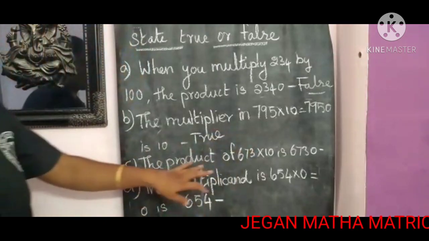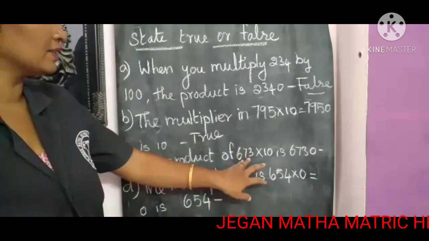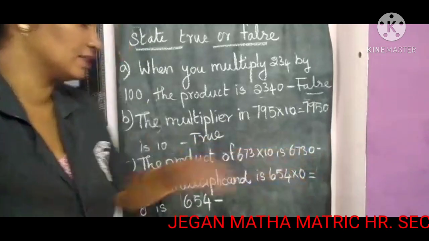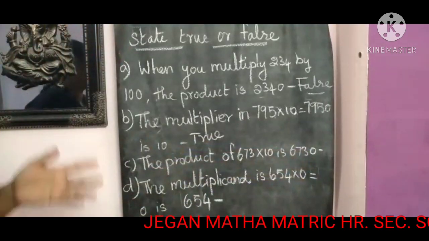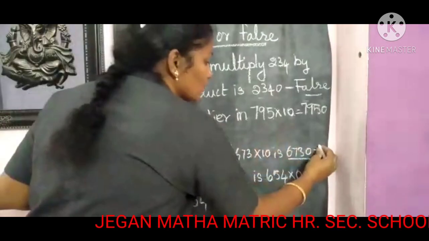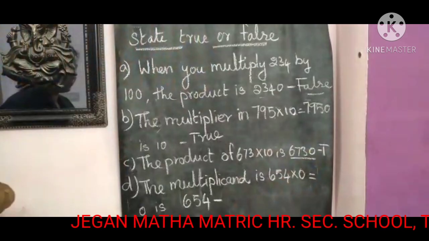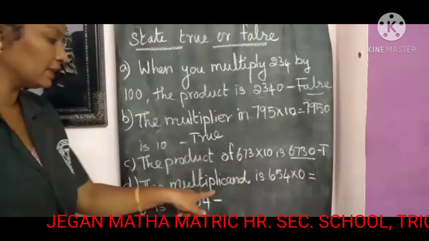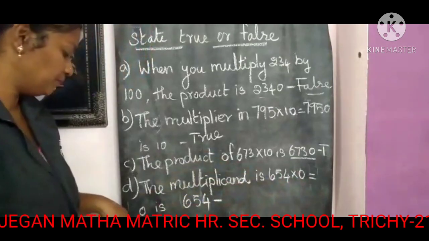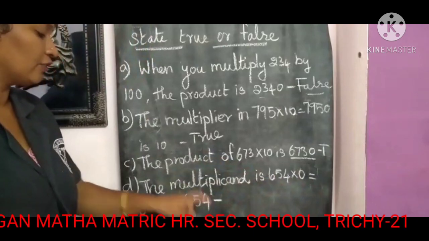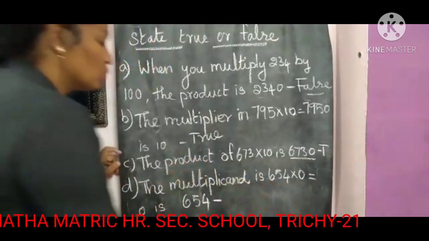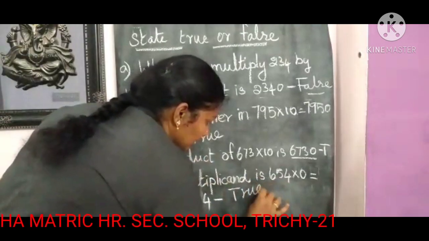Third one, the product of 673 multiplied by 10 is 6730. The product means the final answer. The final answer is 6730, so the sentence is true. And the final one, the multiplicand is 654 in 654 multiplied by 0 equals 0. In this question the multiplicand is 654. Yes, true.